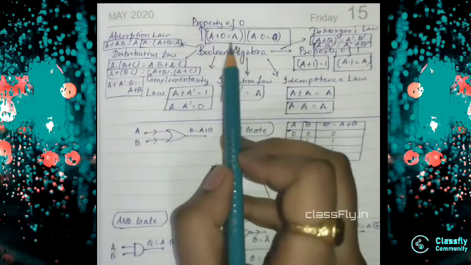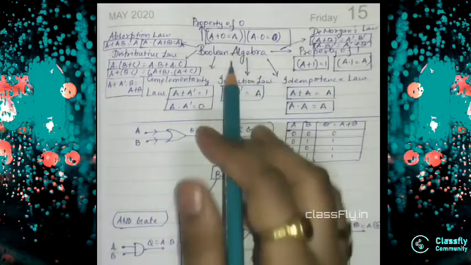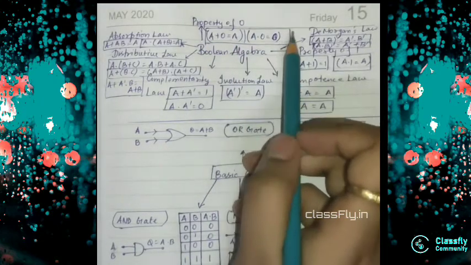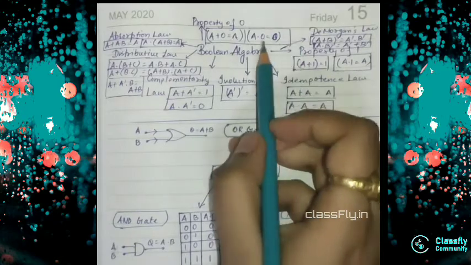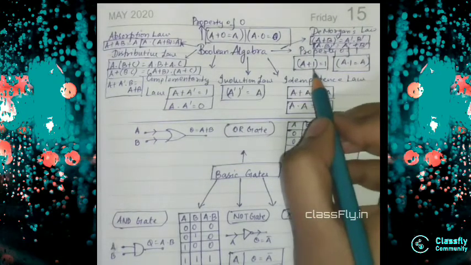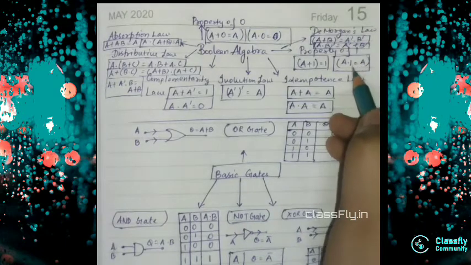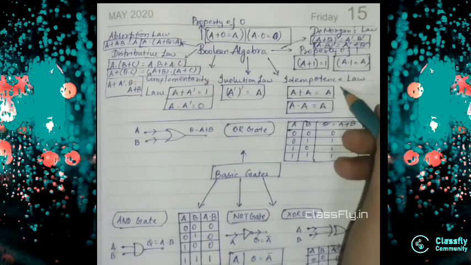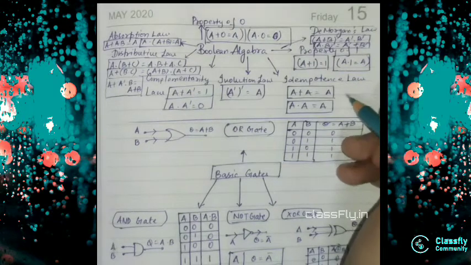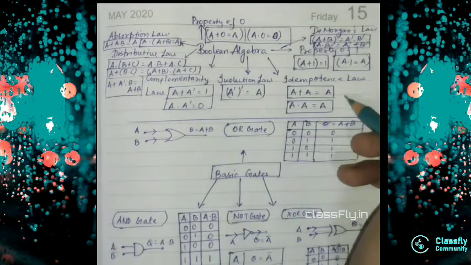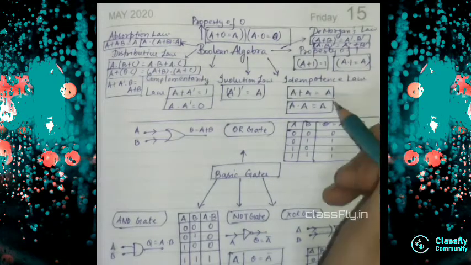That means if we add the digit, we get the same value, but if we multiply, we get 0. Now we proceed to our next law, the property of 1. If we add or multiply, we get the same value. Next is the idempotence law, which states that if we add similar variables or multiply similar variables, we get that same variable.